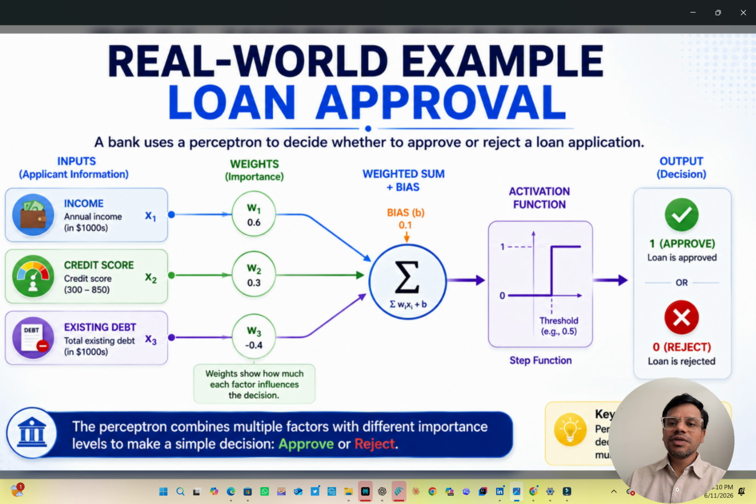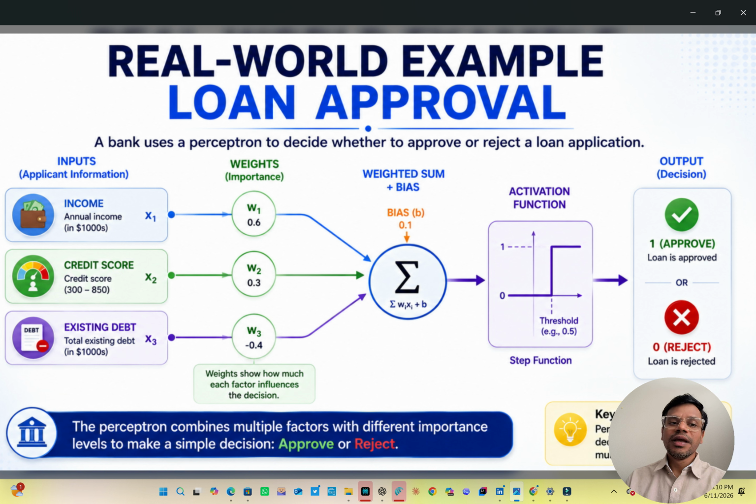The system receives several inputs like annual income, credit score, or existing debts. Each factor receives a different weight based on its importance. A strong credit score might positively influence the decision, right? In the same way, a high income might also increase the approval chances, whereas large existing debts may reduce the likelihood of approval, right?